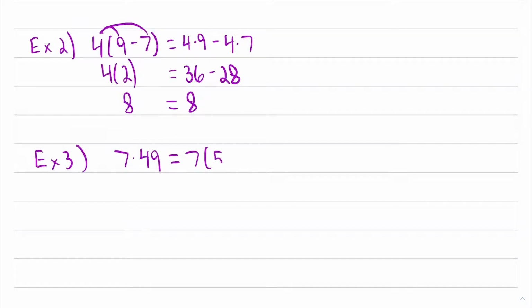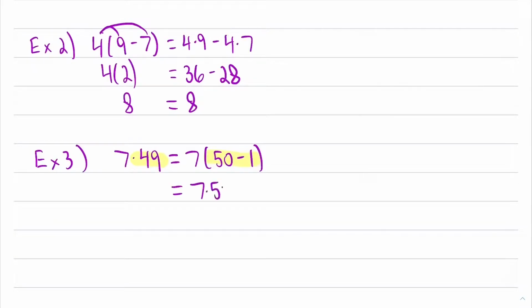Like 7 times 50. Okay, but since I have this equal sign, I can't just change the 49 to become a 50. I have to make it equal. So I have to write 7 times 50 minus 1, because we need this to be equal to that. The two things that are highlighted need to be the same number in the end.